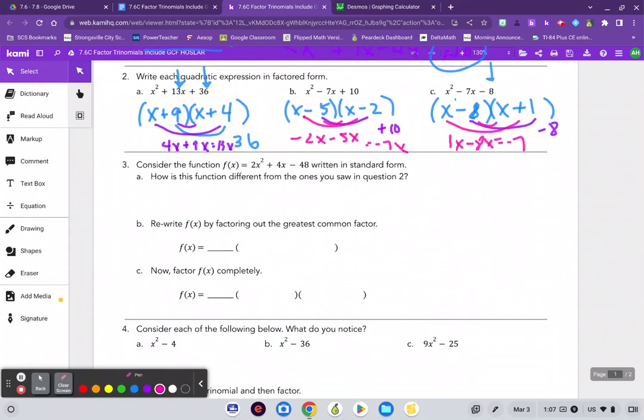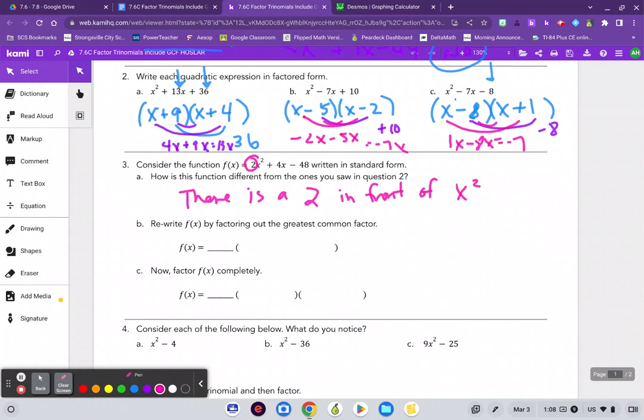Let's do question 3. It says, consider the function f of x equals 2x squared plus 4x minus 48 written in standard form. How is this function different from the ones you saw in question 2? I would say it's different because we have an a value this time. There is a 2 in front of x squared.